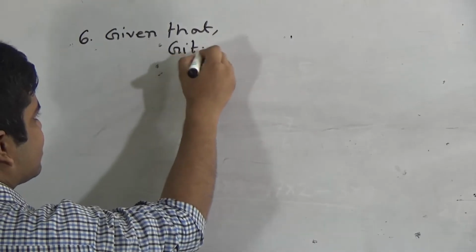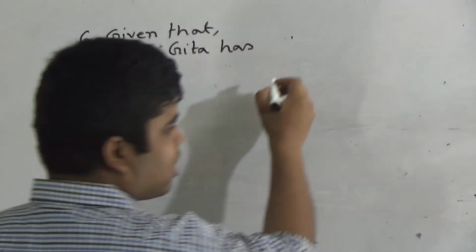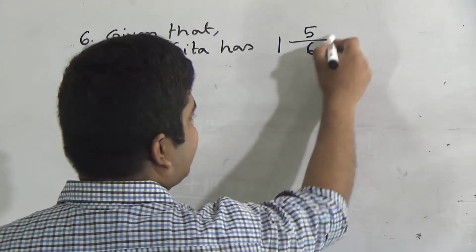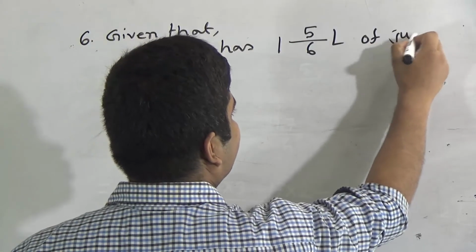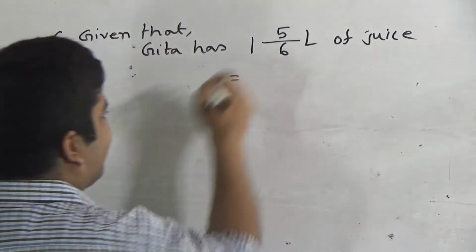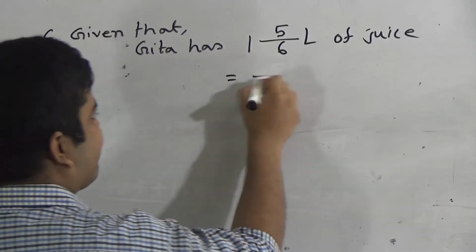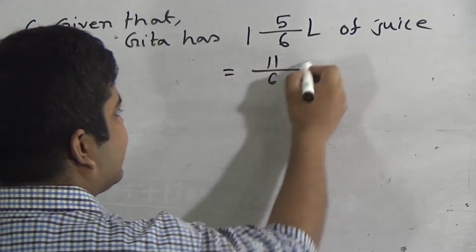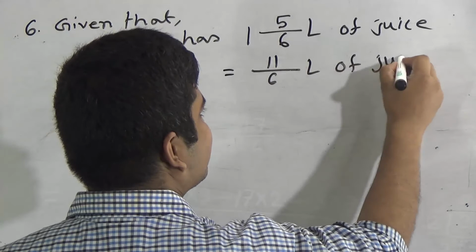Geeta has 1 5/6 liter of juice. Okay, now we convert this mixed fraction into improper fraction. 6 times 1 is 6, plus 5 is 11. 11/6 liter of juice.